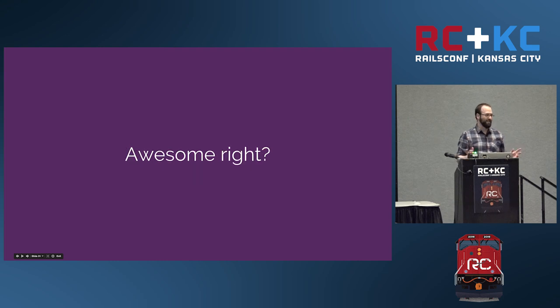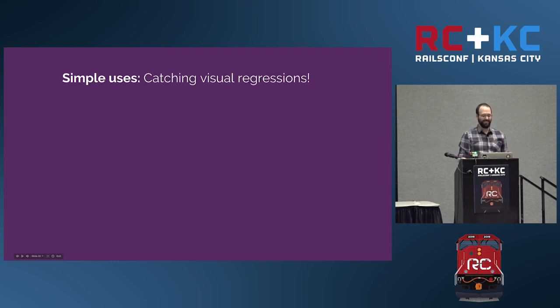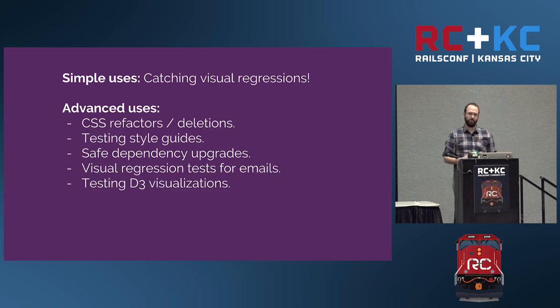So great, right? Awesome, let's all do this. So simple uses here are catching visual regressions, right? That's the kind of obvious one. But if you start thinking about this more, there's a lot of advanced uses for this kind of stuff, like CSS refactors and deletions is a big one, right?